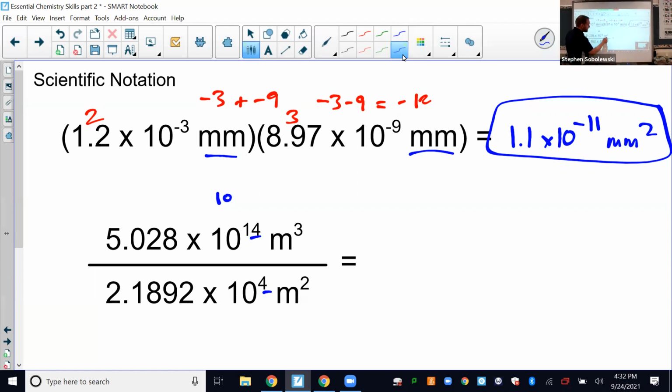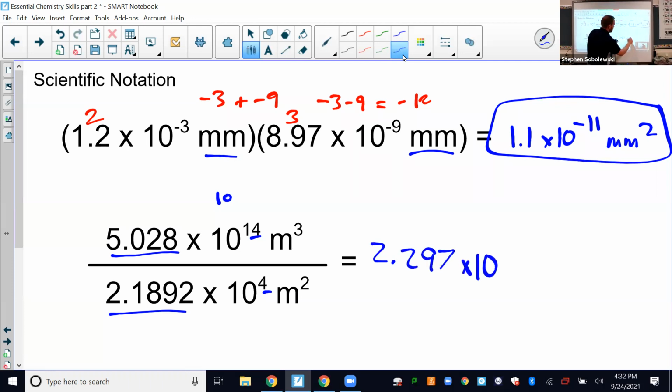My unit. Meters cubed divided by meters squared. The answer is going to be just meters. This would be like a volume divided by an area. All right. And last thing, sig figs. I have 4 sig figs here, 5 sig figs here. I need 4 sig figs. So let's see, 2.297 times 10 to the 10th meters.